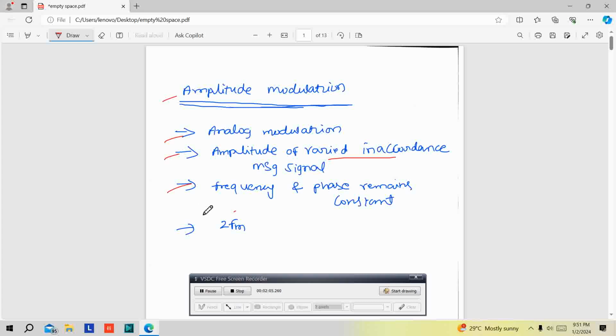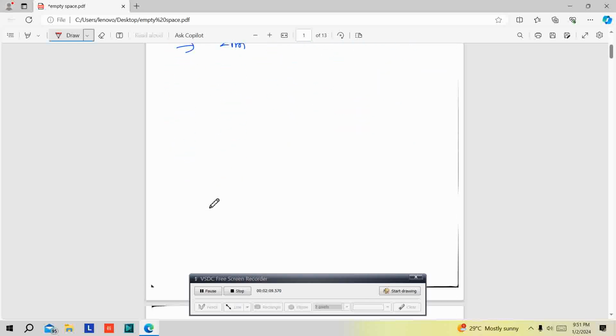Now we will discuss the time waveforms of amplitude modulation. Then we will go with the time domain representation and frequency domain representation. So consider a message signal m(t).